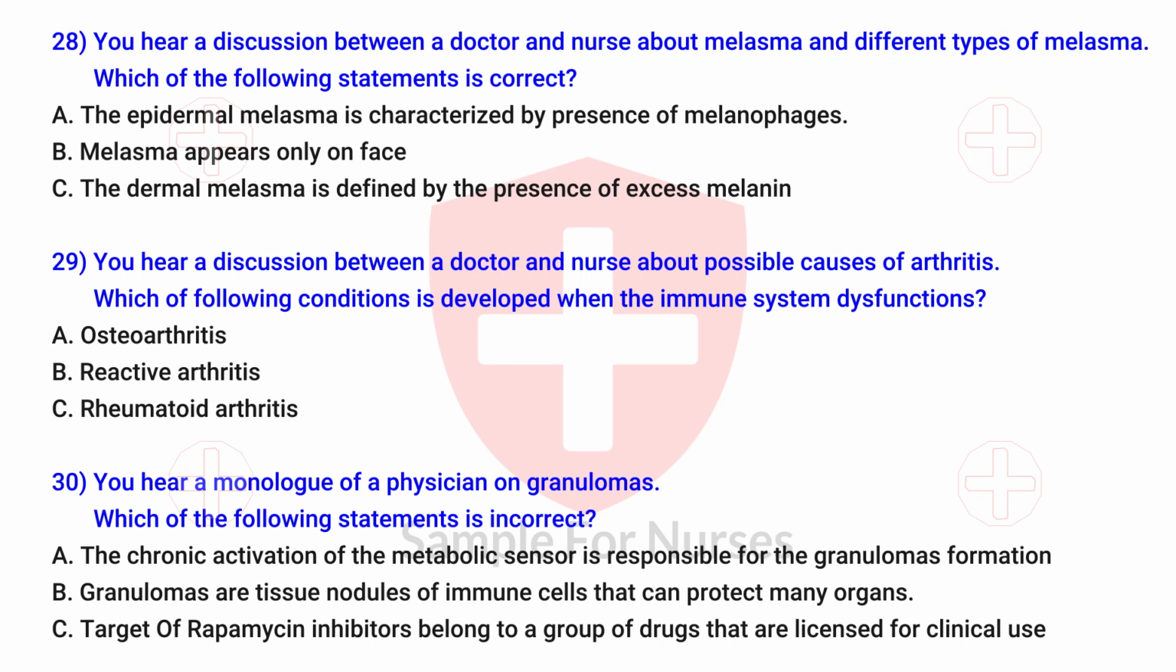Hello, Doctor. Can you tell me what are the possible causes of arthritis? Osteoarthritis is associated with cartilage damage. Genetic conditions are thought to play a role in osteoarthritis. Age alone is no longer seen as the cause of osteoarthritis.